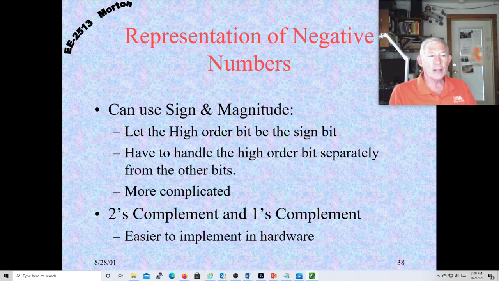How do we represent negative numbers in computers? Well, if you think about it, there are several different ways you could do it. Of the ways, three popular ones were proposed and are talked about. One is called sign and magnitude. You pick one of your bits and let that be a sign bit, and then the other bits are the magnitude. Another way is to flip the bits, and that's your negative number. Another way is to flip the bits and add one, and we call that two's complement. If we just flip the bits, we call that one's complement. But if we flip the bits and add one, we call that two's complement.